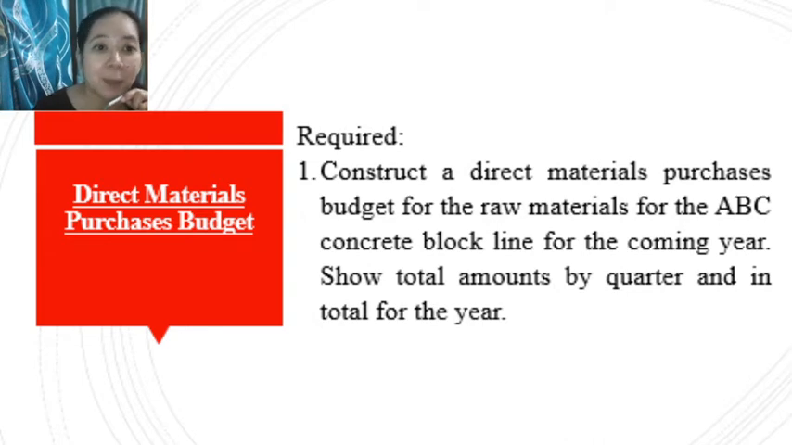Okay, so for our first requirement, we will construct a direct materials purchase budget for the raw materials for the company's concrete block line for the coming year. We will show the total amounts by quarter and also the total for the whole year.